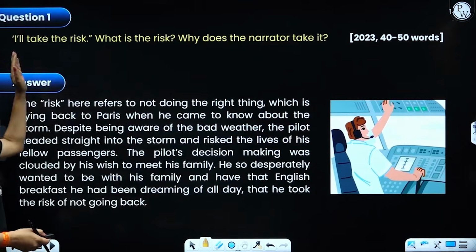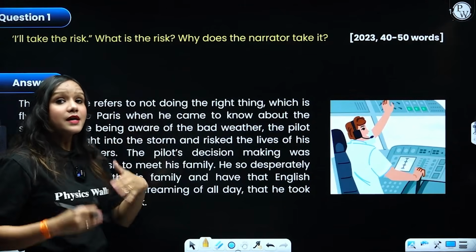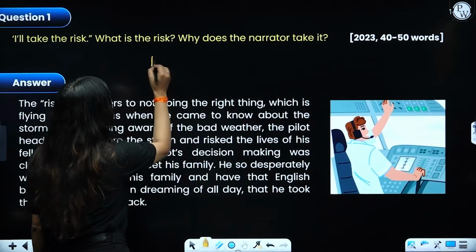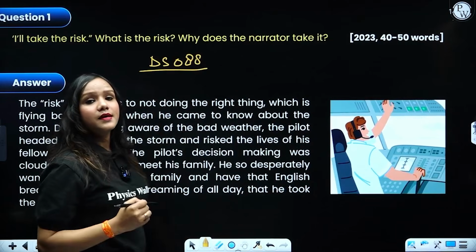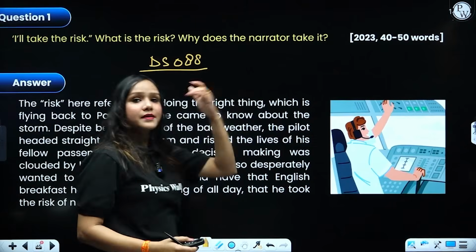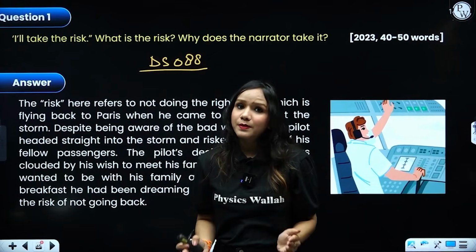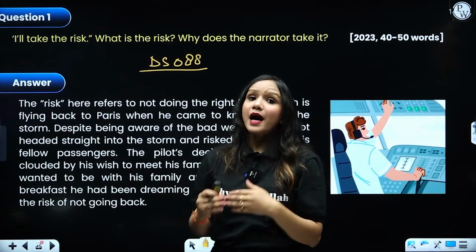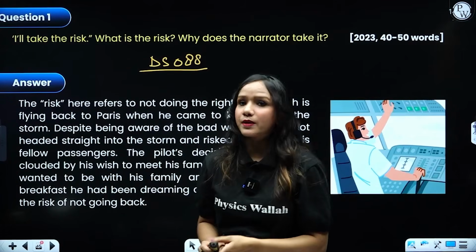Basically, I'll take the risk. What is the risk that the pilot of DS-088 is talking about? Do you notice one thing? I have been using this flight number again and again so that you can memorize it. DS-088, Old Dakota, right? Why does the narrator take it? I'll take the risk. Which risk is he talking about? He is talking about the risk of flying into that stormy weather and flying amid those clouds which seem like a big black mountain to him, right?